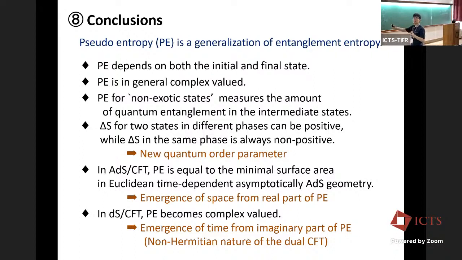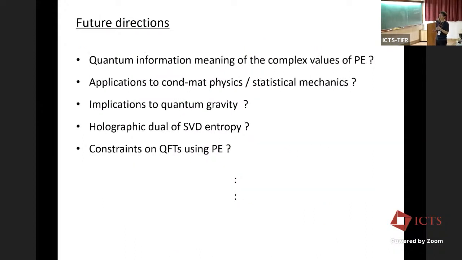That means maybe we can hold such a Euclidean time-dependent background. If we want to understand the emergence of spacetime, especially the space direction, we have to look at pseudo entropy rather than entanglement entropy. Finally, we talked about dS/CFT, where pseudo entropy in general becomes complex valued, and from that we expect some emergence of the time direction. The time coordinate comes from the imaginary part of this pseudo entropy. There are many future directions; I just mention a few. What is the quantum information meaning of the complex value, especially the imaginary part of pseudo entropy, is still not completely understood. Maybe we can think of more quantum many-body system applications, and more implications for quantum gravity.